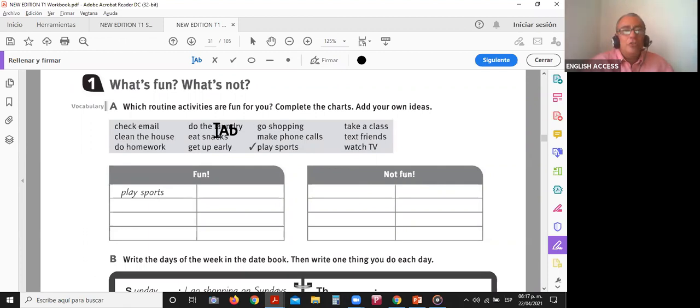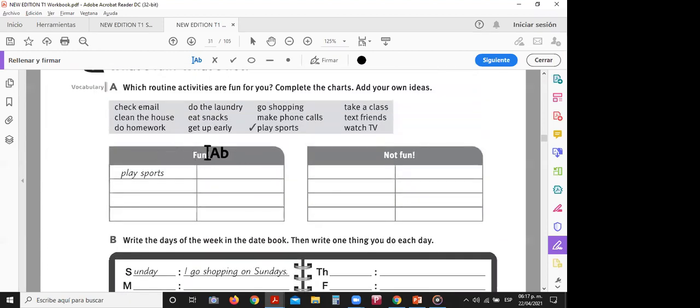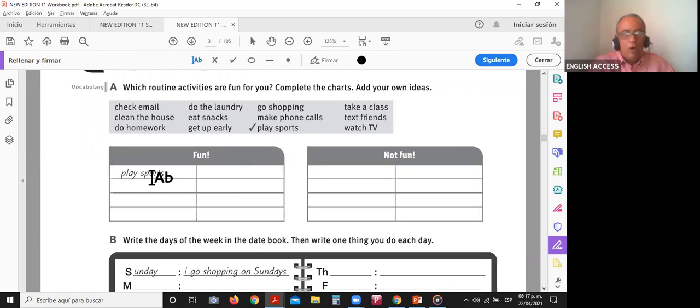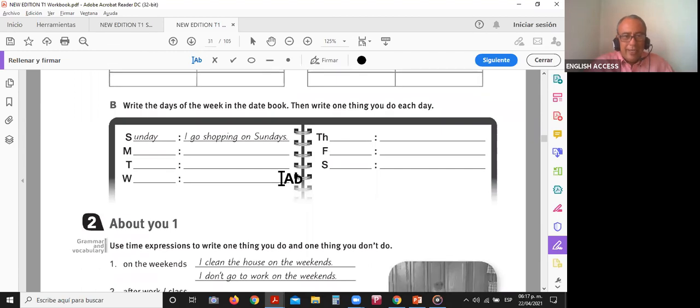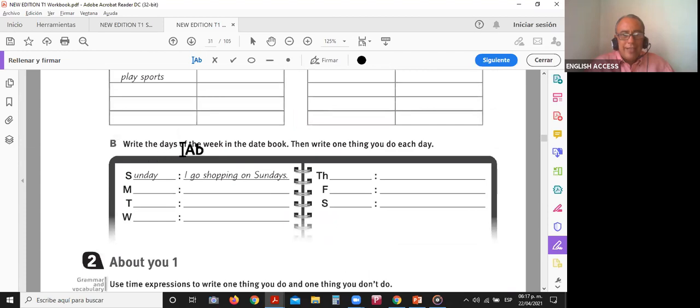For example, do the laundry. Fun, not fun? Not fun. You need to put the activities in the correct chart, okay? So some activities are fun, like play sports, not fun, like do the laundry. And here, to finish this one, you are going to write the days of the week in a date book. Date means libro de citas, date book.